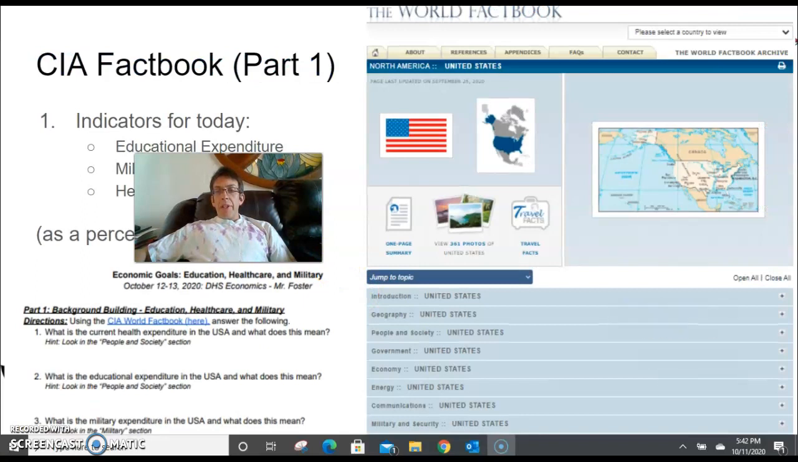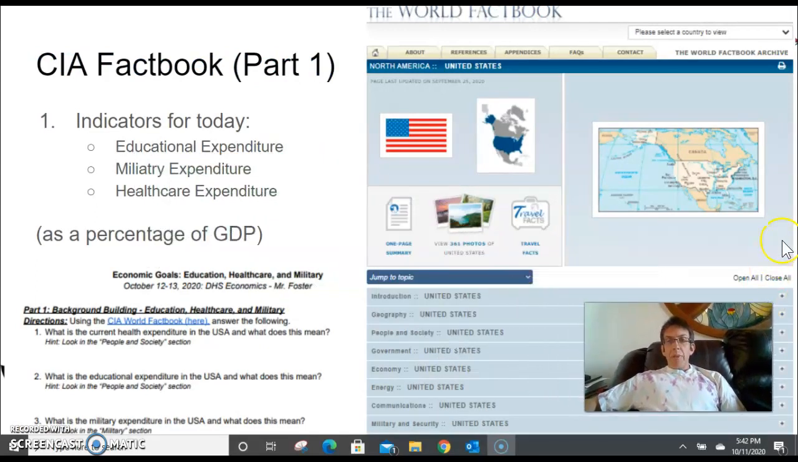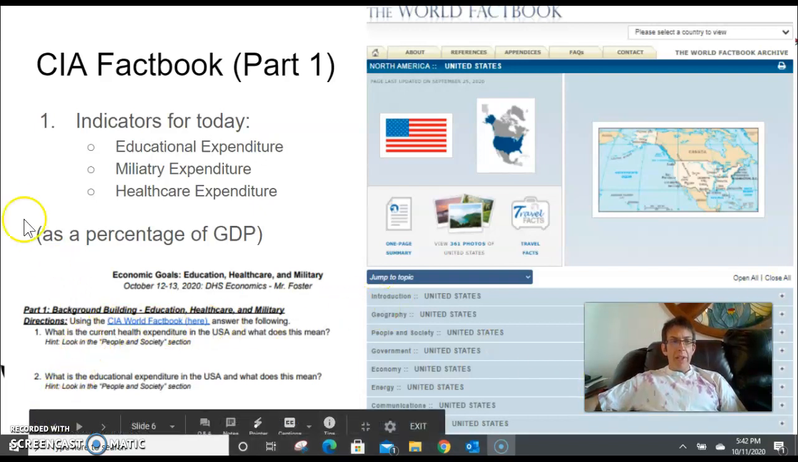All right, guys, moving on to the assignment for today, we're going to be continuing with the CIA World Factbook, and we're going to be taking a look at a few other areas as far as statistics within here. The main indicators that you're going to be going into today are educational expenditure, military, and healthcare. For questions 1, 2, and 3, you're going to be doing that in relation to the United States.